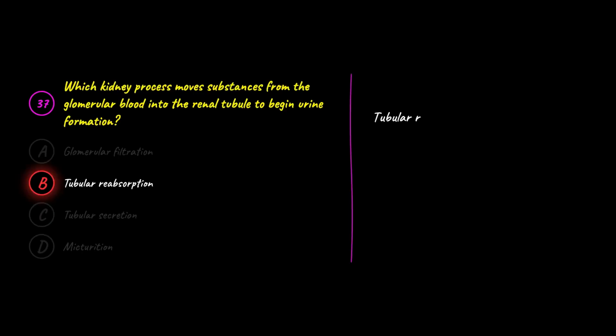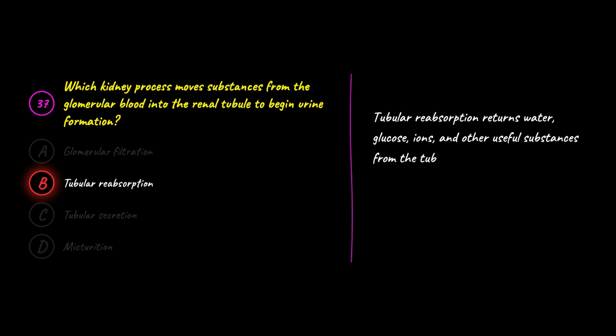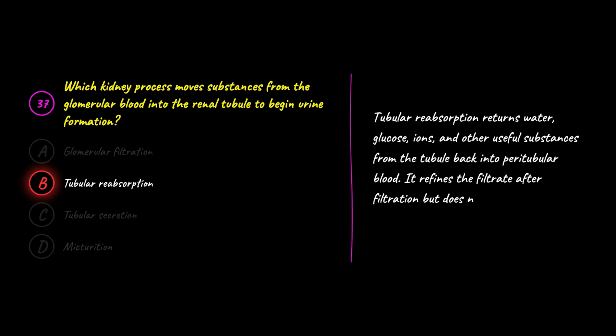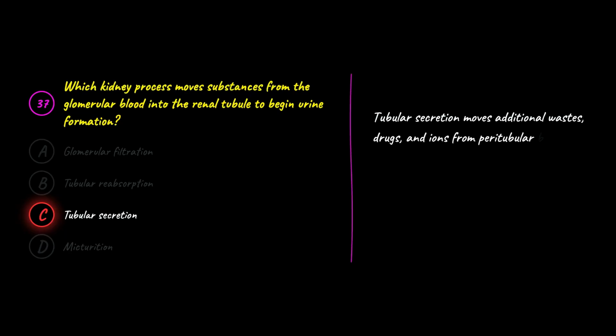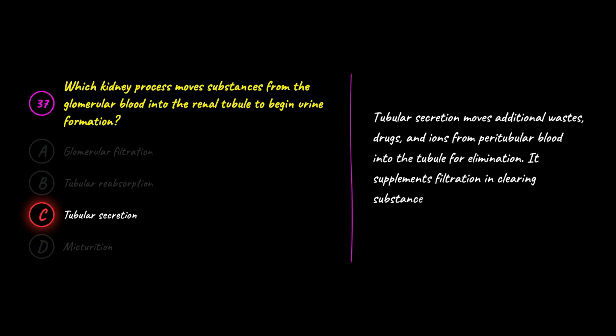B is wrong because tubular reabsorption returns water, glucose, ions, and other useful substances from the tubule back into peritubular blood. It refines the filtrate after filtration but does not initiate the process of urine formation. C is wrong because tubular secretion moves additional wastes, drugs, and ions from peritubular blood into the tubule for elimination. It supplements filtration in clearing substances from the blood but is not the first step of urine formation.